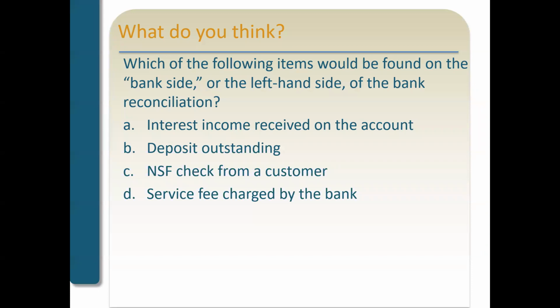So, which of the following items would be found on the bank side of the bank reconciliation? Interest income received on the account, a deposit outstanding, an NSF check from a customer, or service fee charged by the bank. Which of these does the company have recorded? The bank has yet to record.